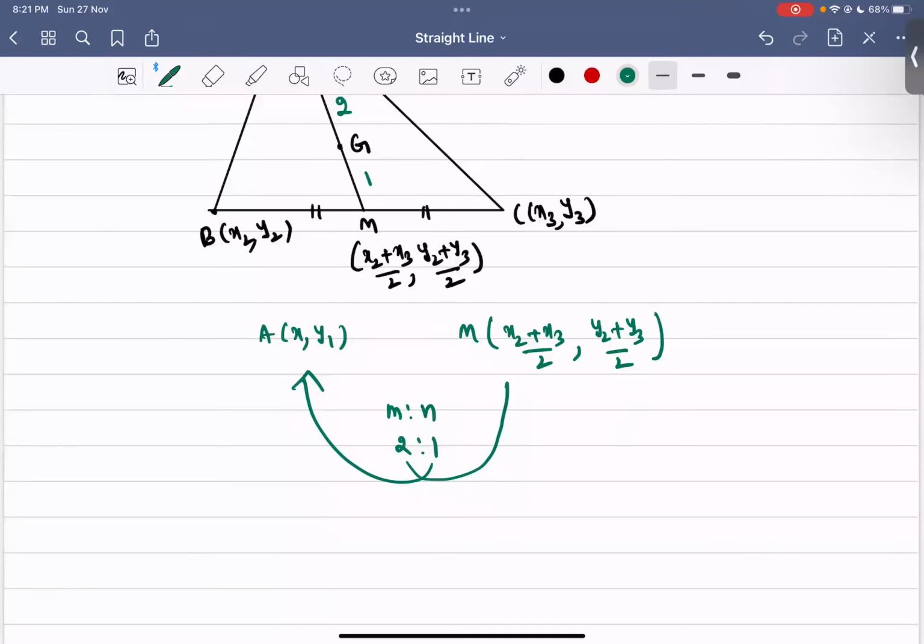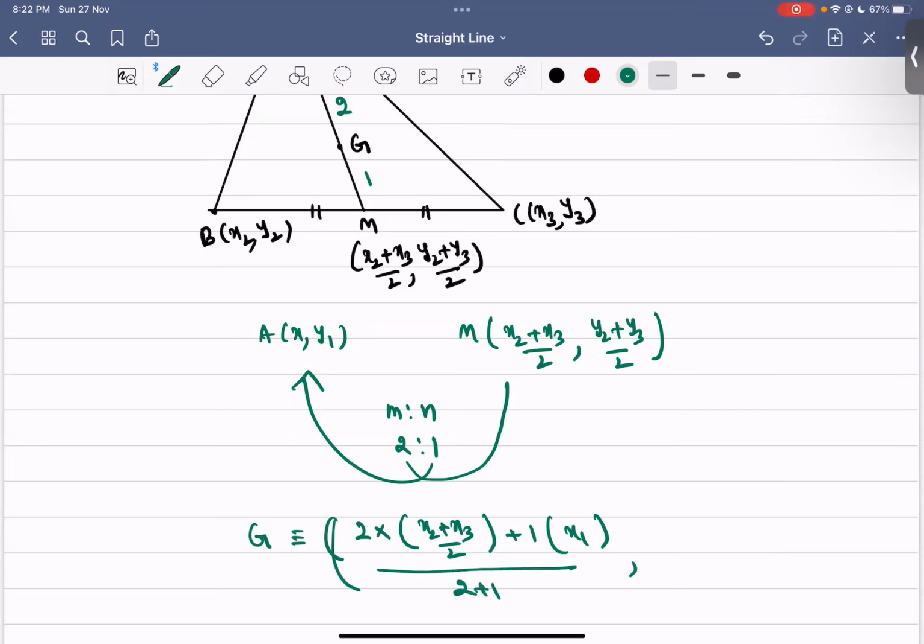So what is the centroid coordinates? Tell me. G is equal to (mx2 plus nx1), that is, by the internal division formula, 2 into (x2 plus x3 by 2) plus n x1. So n is what? 1. x1 is x1 itself, over m plus n, that is 2 plus 1. Comma. Next, my2 plus ny1, that is 2 into (y2 plus y3 by 2) plus 1 into y1 itself, by 2 plus 1.